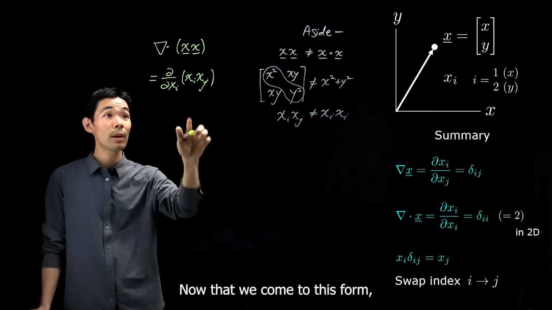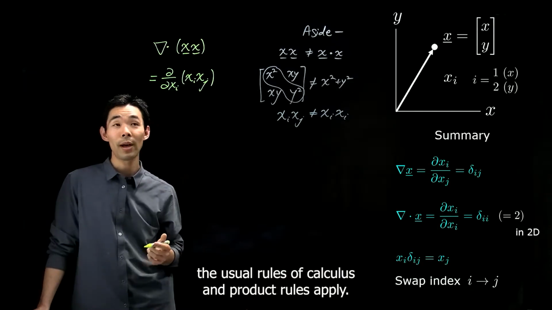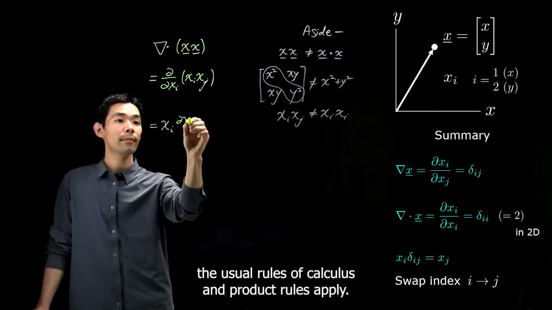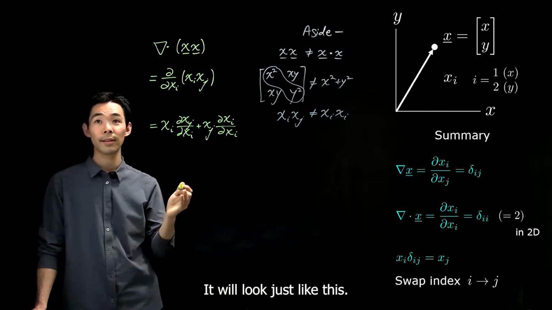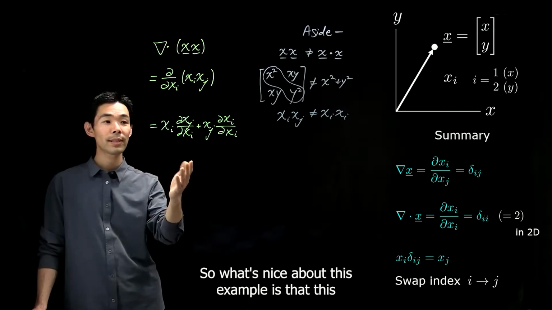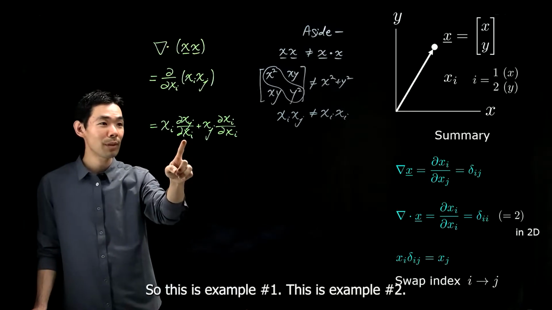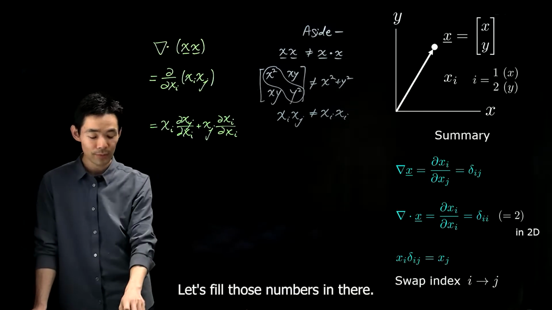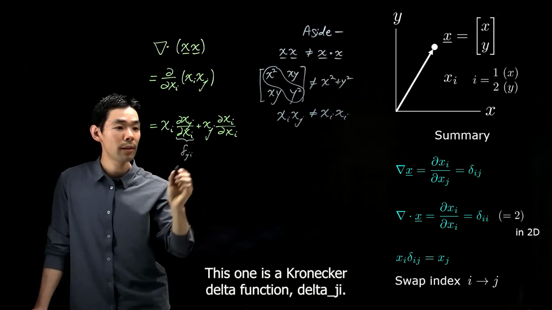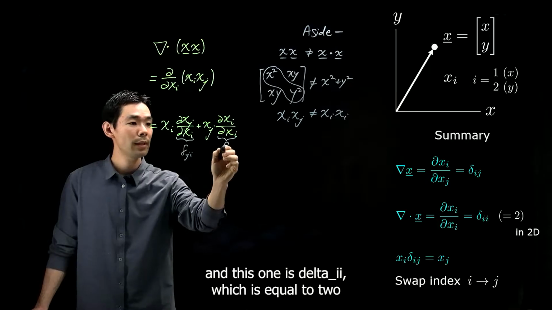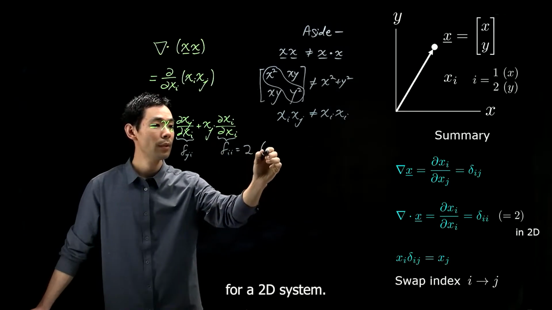Okay, so now that we come to this form, the usual rules of calculus and product rules will apply. It will look just like this. So what's nice about this example is that this term, we've already worked out over there. So this is example number 1, this is example number 2. So let's fill those numbers in there. This one is a Kronecker delta function, delta ji, and this one is delta ii, which is equal to 2 for a two-dimensional system.